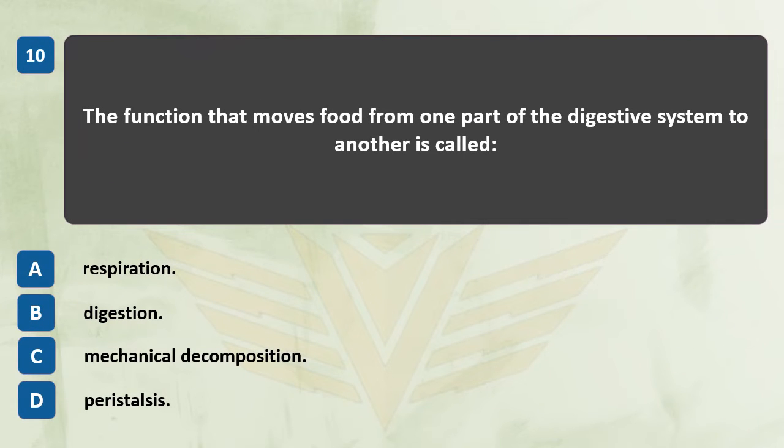The function that moves food from one part of the digestive system to another is called: A. Respiration. B. Digestion. C. Mechanical decomposition. D. Peristalsis.